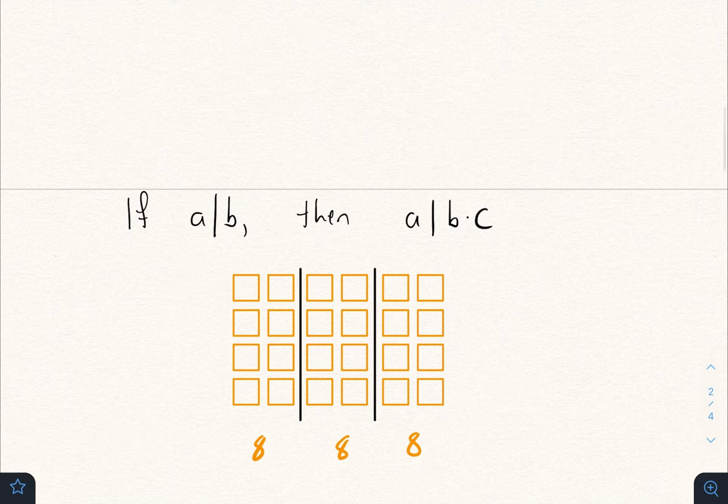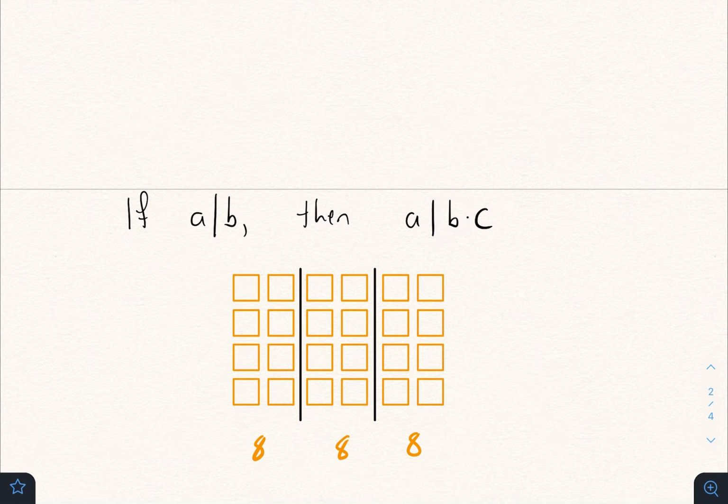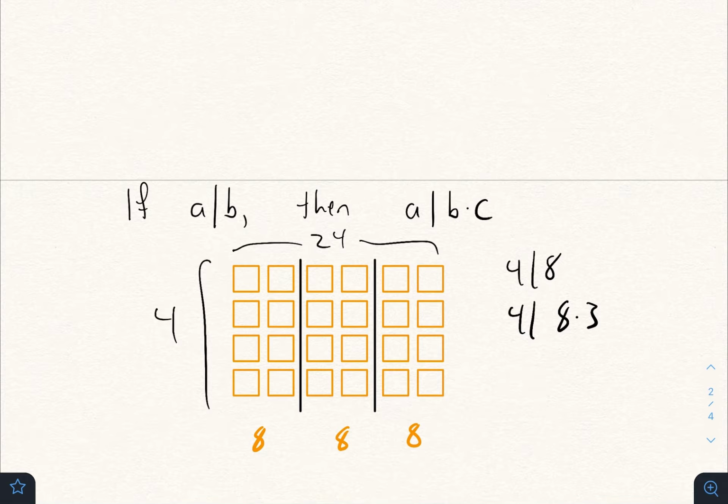We can take this a step further, and we can also look at products. So if a divides b, then a is going to divide any multiple of b. For example, 4 divides 8. 4 goes evenly into 8. And so 4 is also going to go evenly into 8 times 3, which is 24. So here we have 8 times 3 things, which is 24. And we've written this as 4 rows of 2 plus 2 plus 2, which is 6 boxes. Okay.